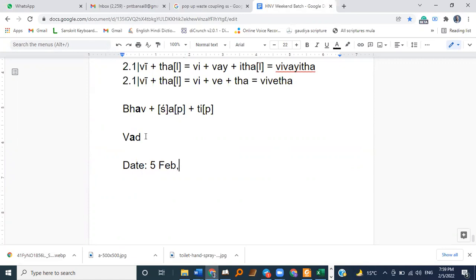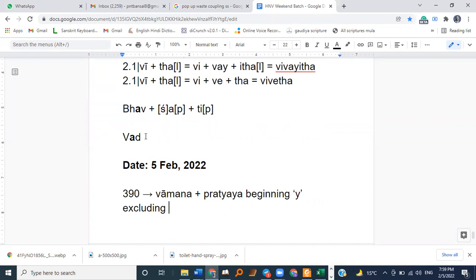Today's fifth. So Sutra 390 explains that if we have a vamana akshara followed by any pratyaya which begins with ya, excluding kridanta pratyayas or krishna dhatuka pratyayas. Krishna Dhatuka Pratyayas beginning with ya are the Vidhi Parapada, Yat Yatam Yus, Yas Yatam Yata, ityadi. So except for those, and then Kridanta Pratyayas, which will come in the fifth chapter.